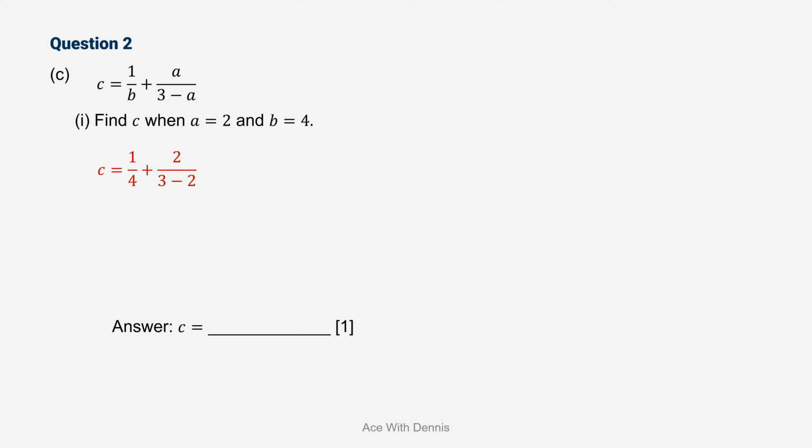Then we have C equals 1 over 4 plus 2 over 3 minus 2, which will get 1 over 4 plus 2, and the answer is 2 1/4. So C will be equal to 2 1/4.